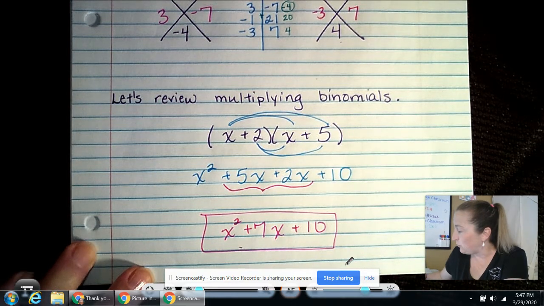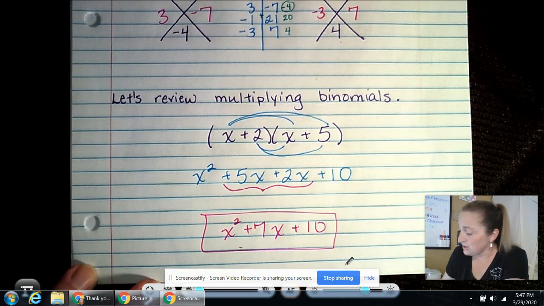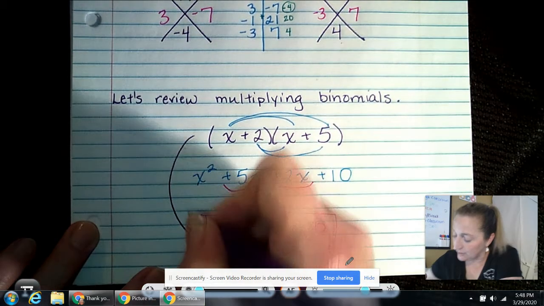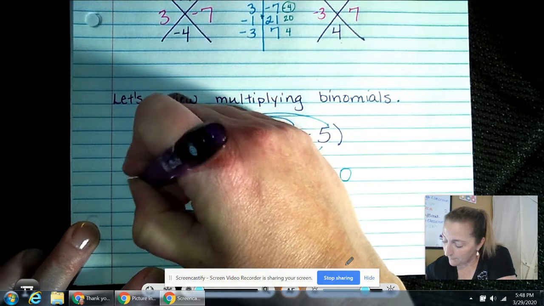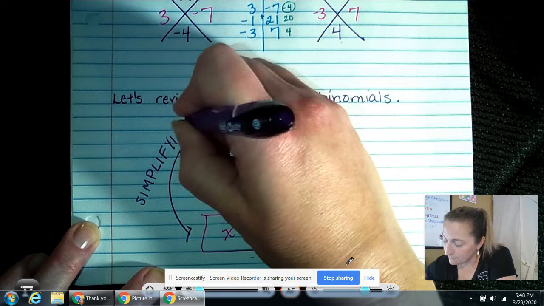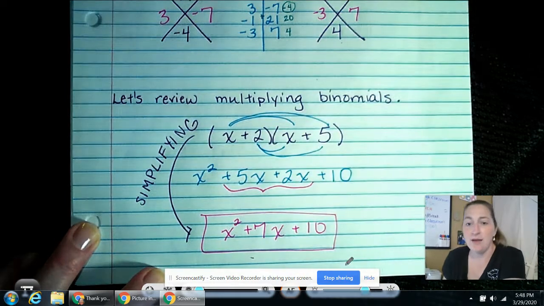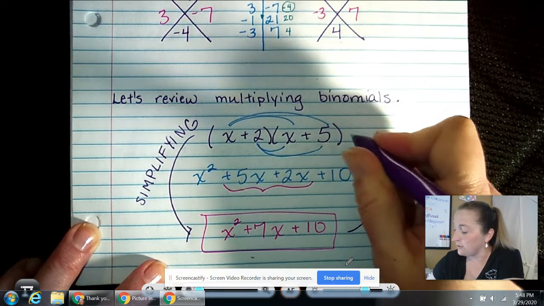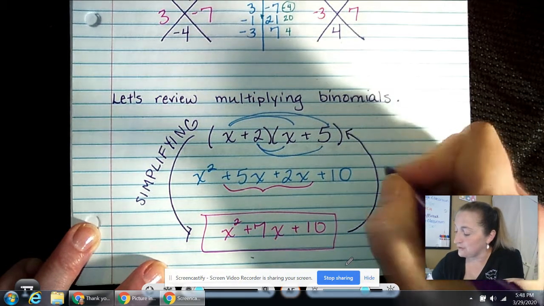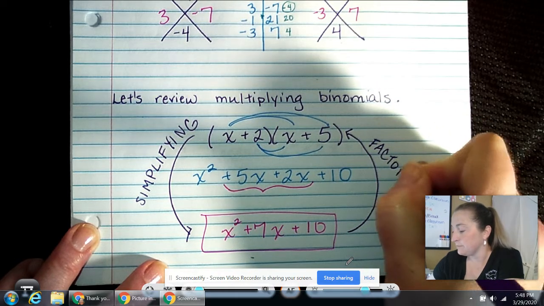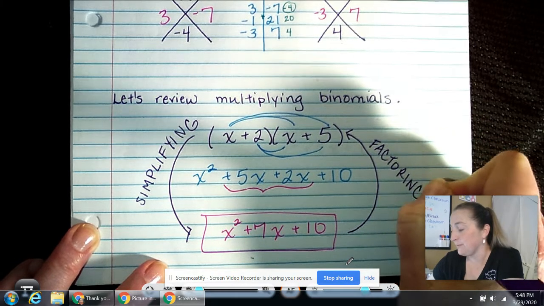Okay, so what we worked on up until this point was going from here to here, which is simplifying. But now we're going to factor, which is taking the trinomial and putting it back in this form. This is factoring. And that's what we're working on today.